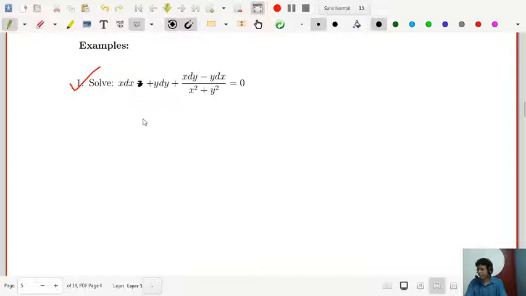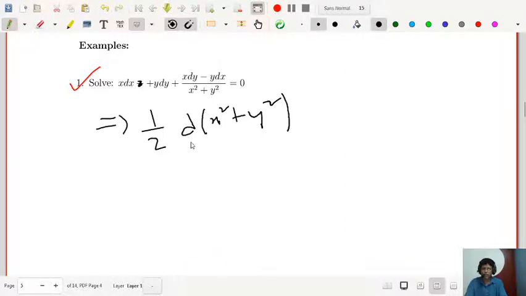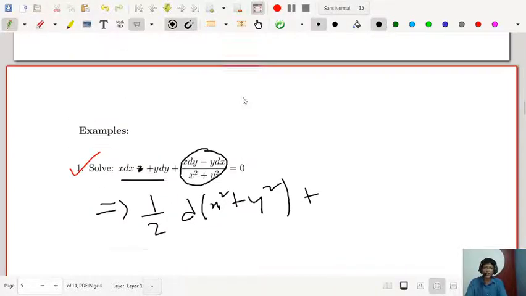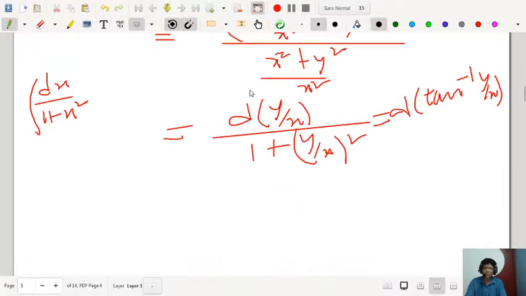You observe very carefully. This x dx plus y dy, you already learned, can be written as half d of x square plus y square. So if you expand the differential, you will get this. This is very easy, and look at that, this expression is already in the chart.